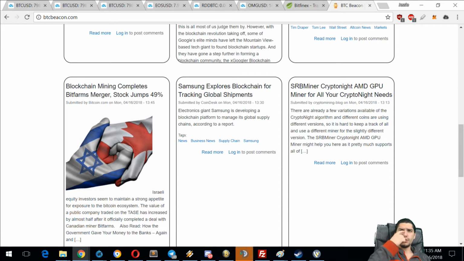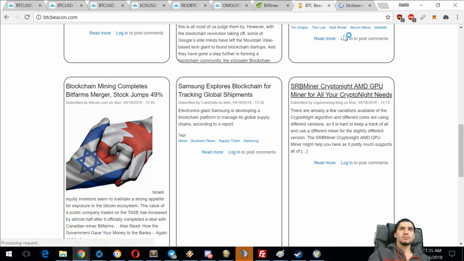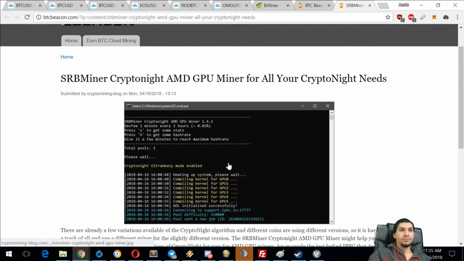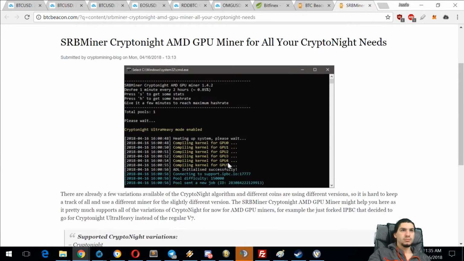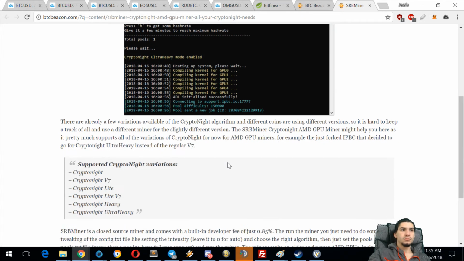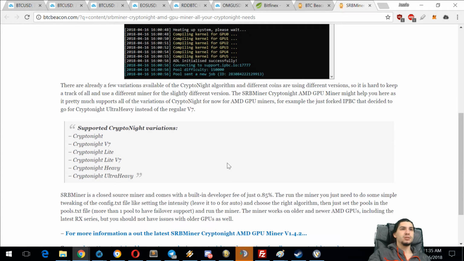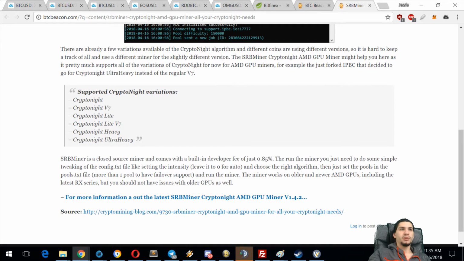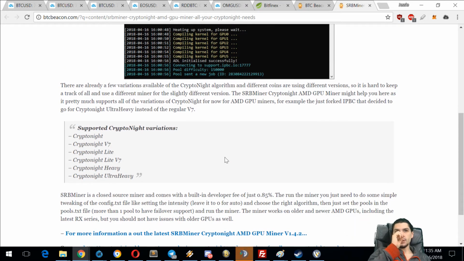It says SRB miner, Kryptonite AMD GPU miner for all your Kryptonite needs. What? What the hell is this? Oh, it's mining software. I thought it was a GPU that was released or something, but okay, so it's a software. That's fine.